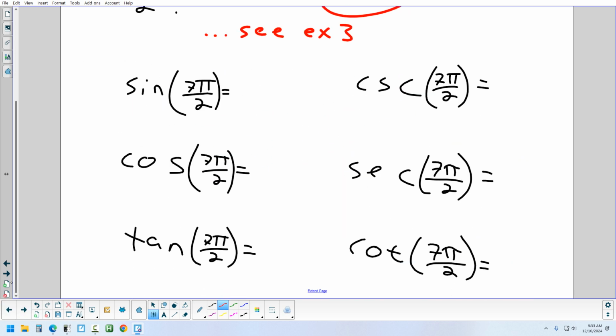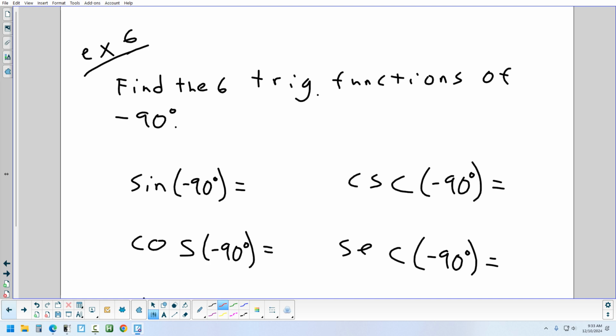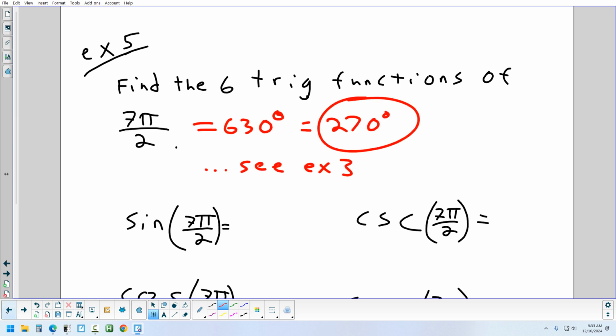All right, let's look at this one. -90. Again, not an angle that I prefer to work with. What can I do to -90 to fix that so it's not negative? Yeah, add 360, and that'll give me how much? 270. That's the same question again. There's lots of ways I can ask questions that look a little different, but they end up actually being the same problem. So 270 degrees, same as example 5, which is the same as example 3.